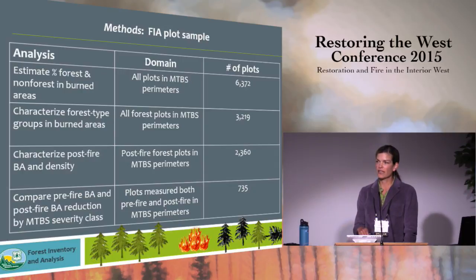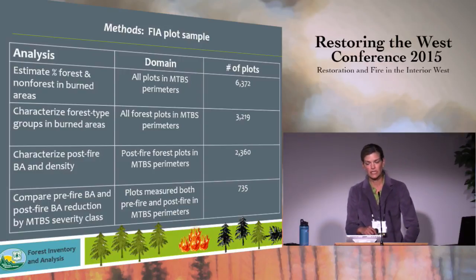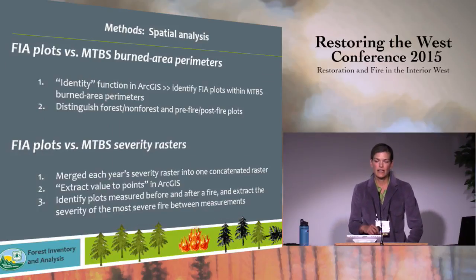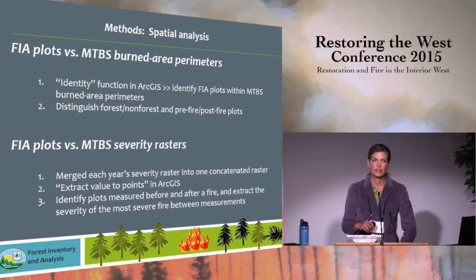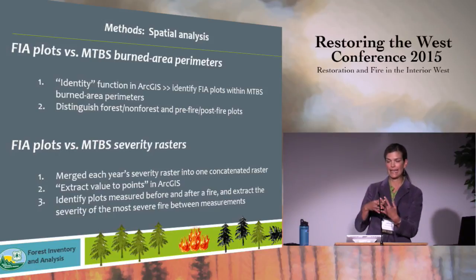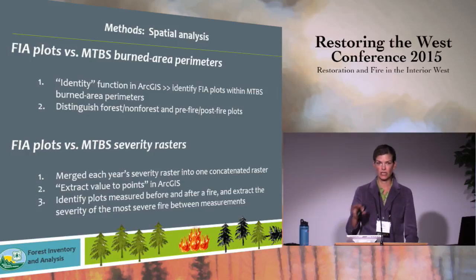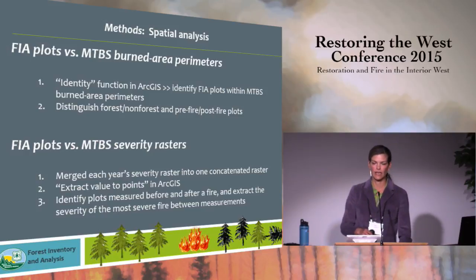In terms of the spatial analysis, we intersected the plots with first the vector data, the burned area perimeters, and then second with the severity rasters. So if you go to mtbs.gov and you want to access the severity data, there's one raster for each year of fires. And what we did was we first collapsed or condensed all the years of fire severity into one sort of concatenated raster so that we could efficiently intersect that with our plot data.